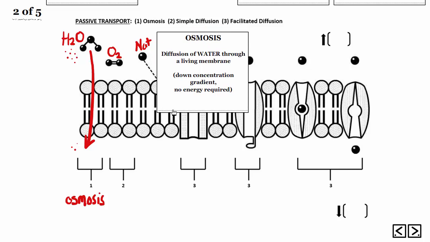All right, so I've got a little thing for you to write down here. Osmosis is the diffusion of water through a living membrane. It's moving down the concentration gradient, and again, no energy is required. This is passive transport.